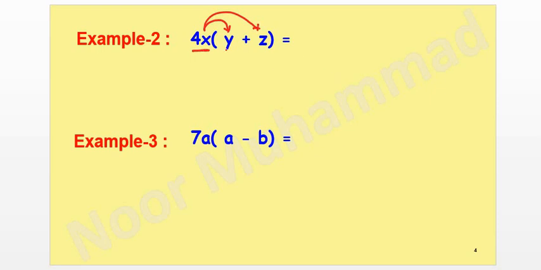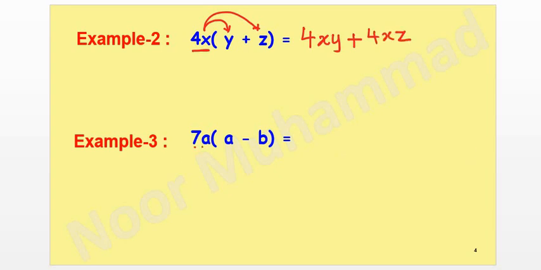So how do we multiply 4x with y? We multiply the coefficients. Here the coefficient is 1, so 4 times 1 will be 4, and x times y, how do we write x times y? We write them together. Now this is positive 4xy, this is positive 4xz. Positive and positive will remain positive. So 4x times z will become 4xz.